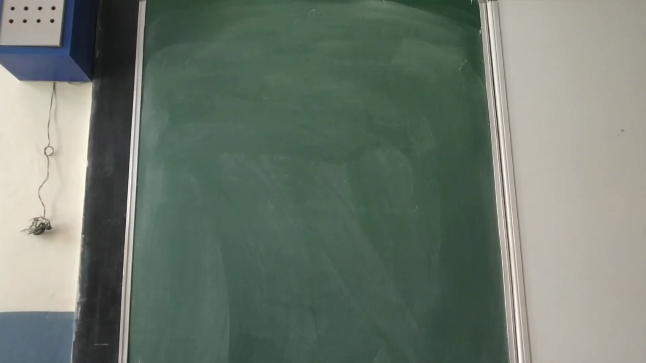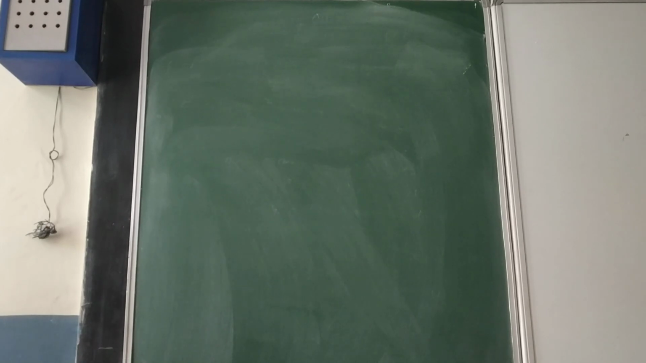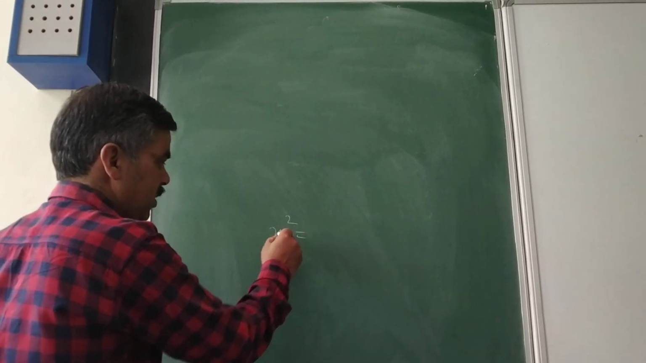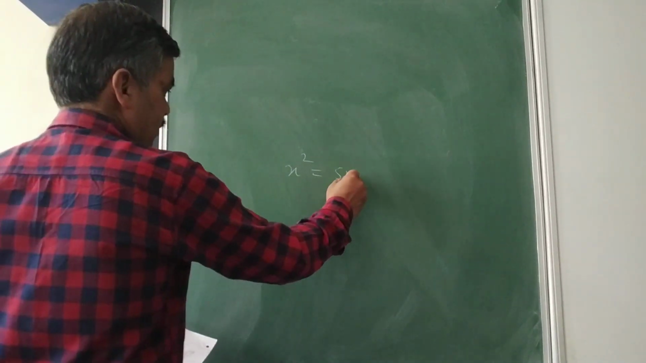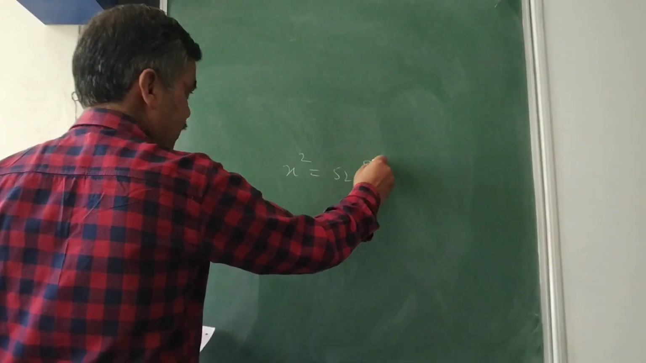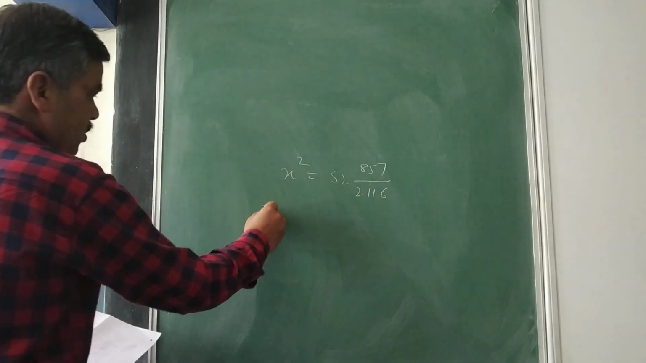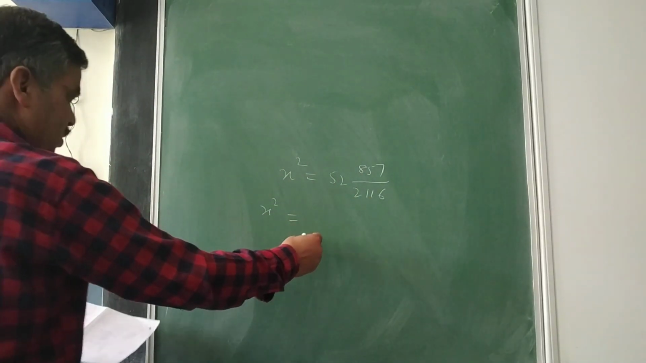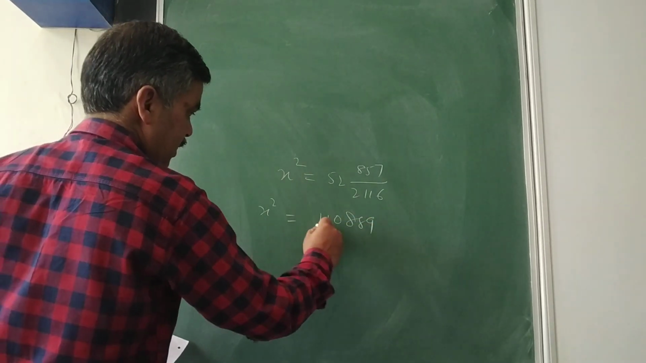Then somebody was asking me what is the answer of question number 11. You see this is given in the mixed number. I told you that the side of the square is x, so area will be x into x, x square, and then it is given 52 into 857 upon 2116. So x square, when you write this mixed fraction as a fraction, will be 110,889 upon 2116.